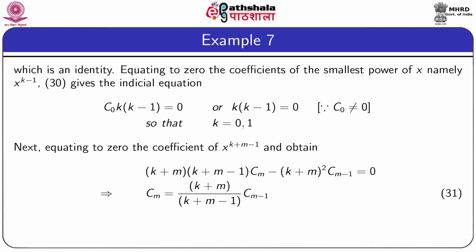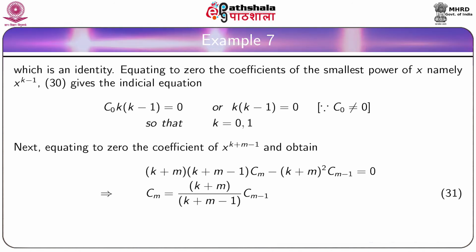Equating to 0 the coefficient of the smallest power of x, in this case x to the power k minus 1, gives us the initial equation c_0 into (k minus 1) equal to 0, which gives k equal to 0 and 1, as c_0 is not equal to 0.